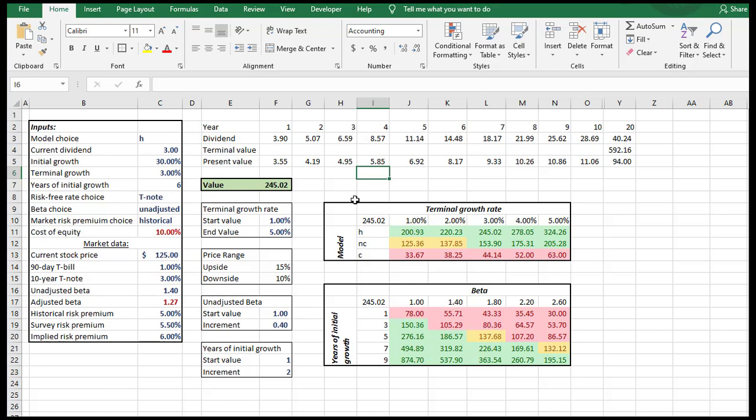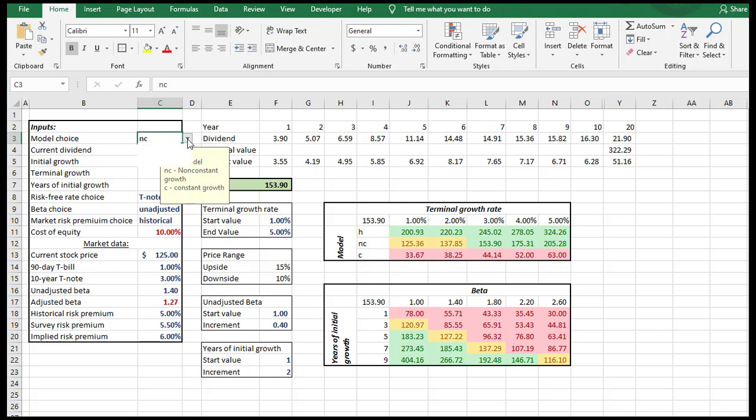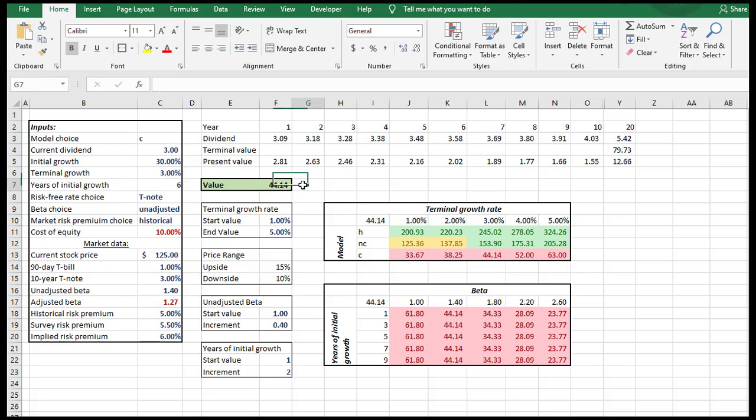Make sure that your DDM spreadsheet can do everything that I show you in this video. Notice that I've hidden the rows right here just to make it easier. So that goes from 10 to 20. You have three models: the H model, non-constant growth, constant growth. First thing I want to talk about is how to check these to make sure you're doing it correctly, because we have to test everything.